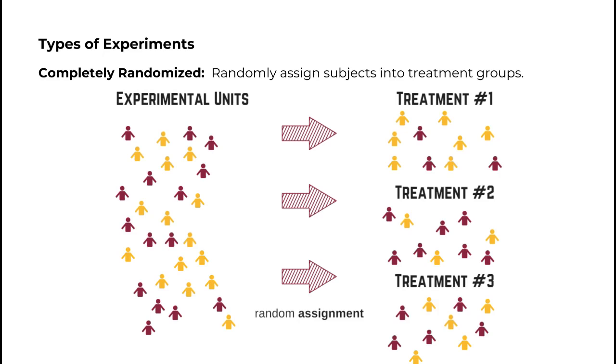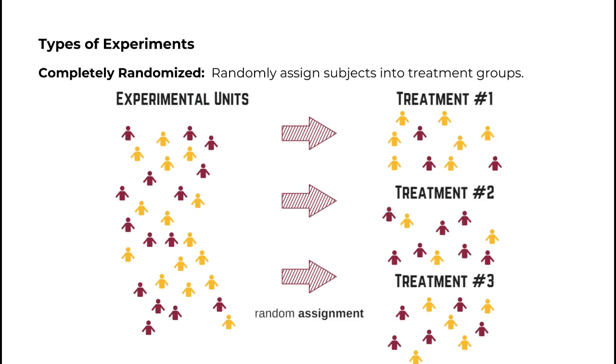So after we have all the people who are willing to participate in our experiment, we're going to call those people our experimental units over here. We randomly assign them into our treatment groups. That's it. Random number generator, flipping a coin, whatever it might be. We just randomly assign them.